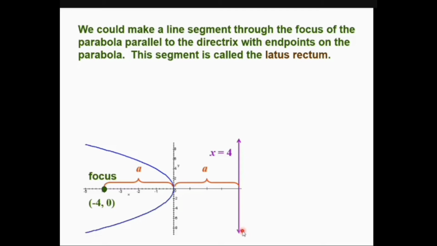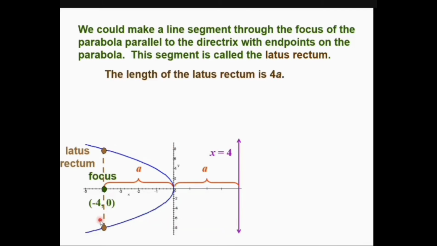We could make a line segment through the focus of the parabola parallel to the directrix with endpoints on the parabola. This line segment is called the latus rectum. So meaning if we are going to draw a line segment from the focus parallel to the directrix, meaning vertical, kung vertical yung directrix, meaning yung line segment na i-draw natin dito is also vertical, touching 2 points on the parabola. Ayan po yun. Ang tawag natin sa line segment na yan is latus rectum. The length of the latus rectum is 4a.